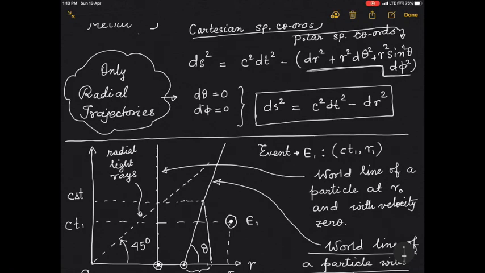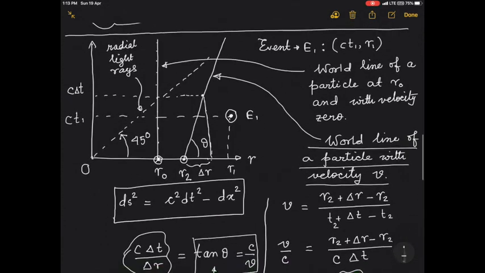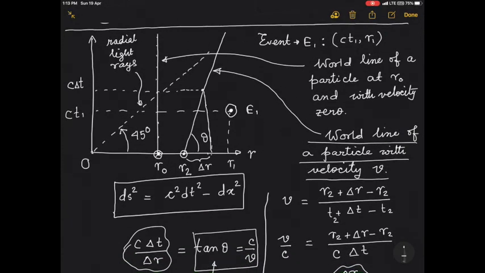And then we said we will consider only radial trajectories, where d phi and d theta become 0, and we get ds squared like this. We then discussed space-time diagrams. One event is a point in this diagram. The trajectory, or world line, of a particle at r equals r0 that doesn't move, with velocity 0, looks like this, and then the world line of a particle with velocity v looks like this.